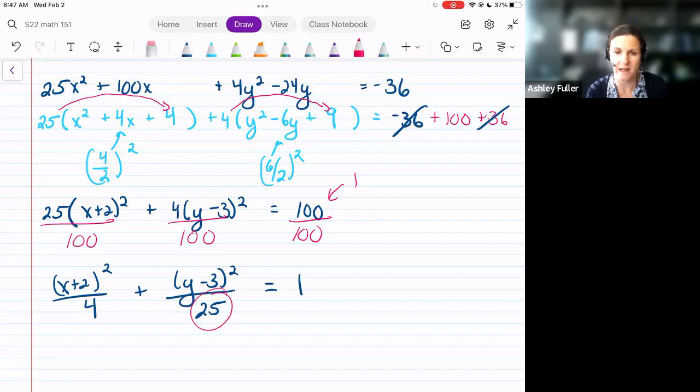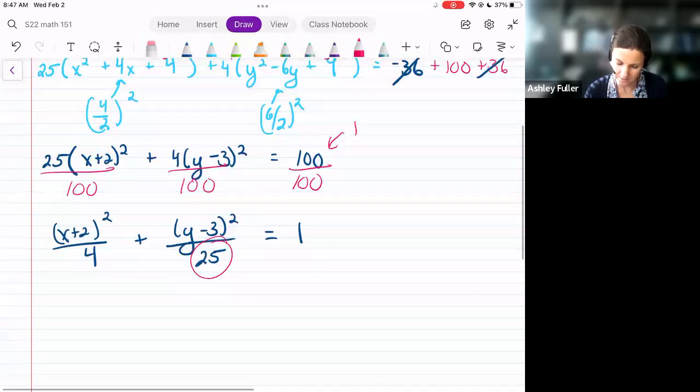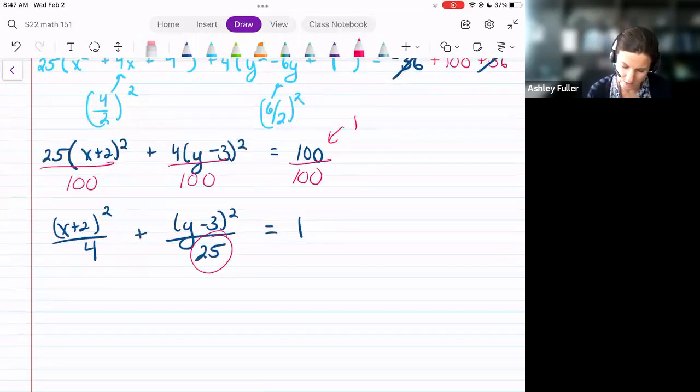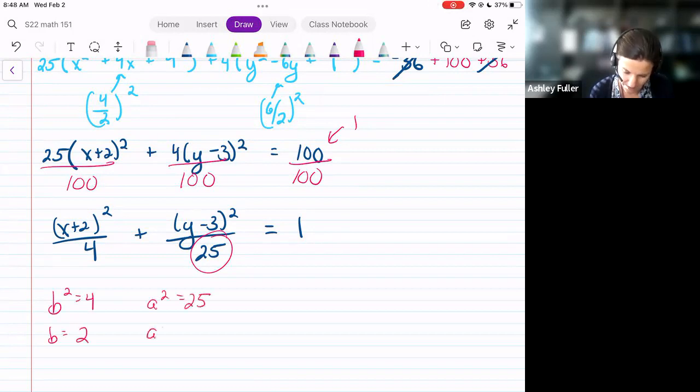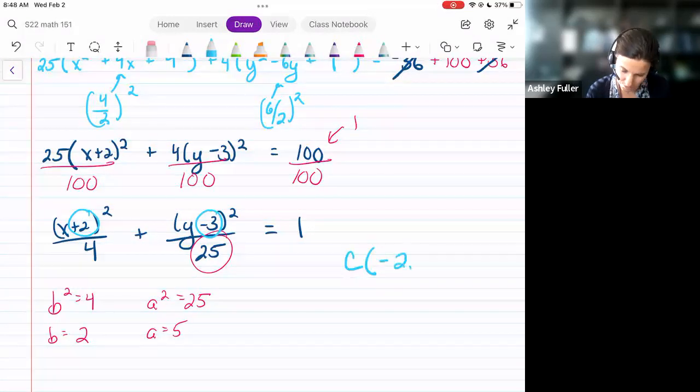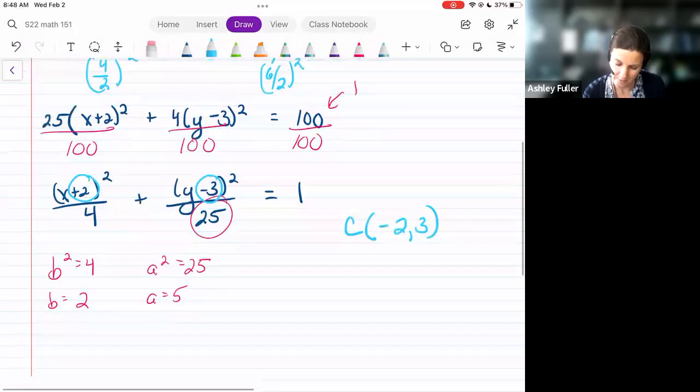Notice this is my a value since it's bigger. So this tells me it's going to be a vertical ellipse. B squared is 4, so b is 2. A squared is 25, so a is 5. And my center, notice here, my center is going to be at negative 2, 3. We take the opposite there.